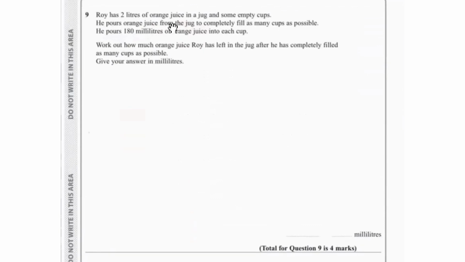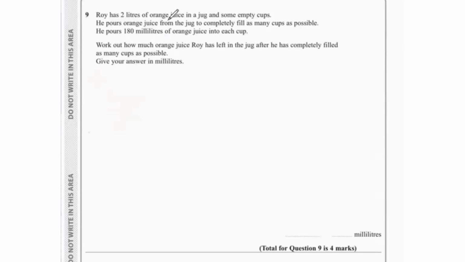Then Roy has 2 liters of orange juice in a jug and some empty cups. He pours orange juice from the jug to completely fill as many cups as possible. He pours 180 milliliters of orange juice into each cup. Work out how much orange juice Roy has left in the jug after he has completely filled as many cups as possible. Give your answer in milliliters.